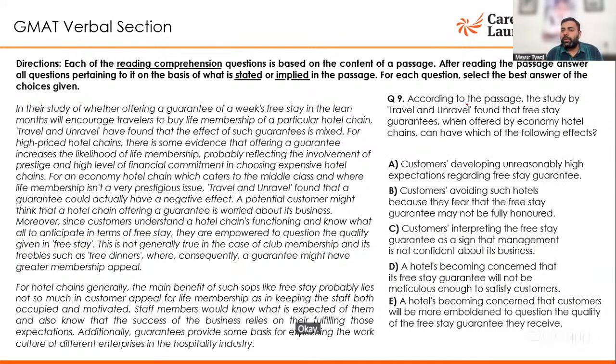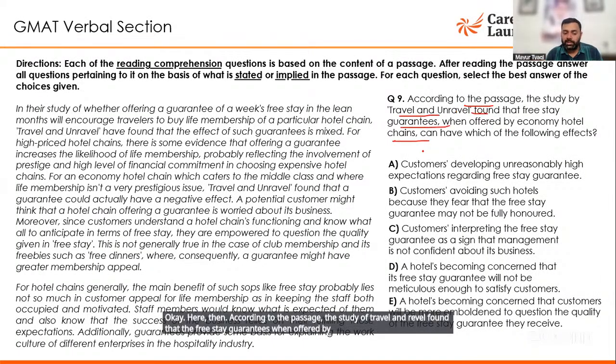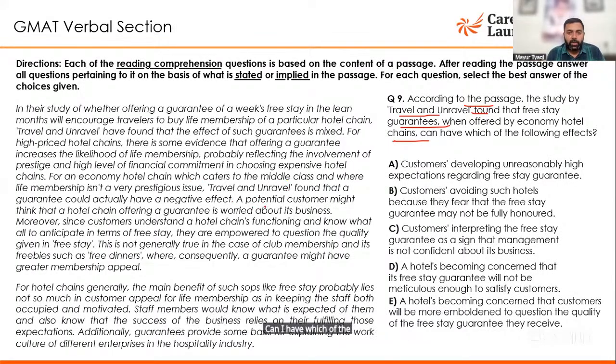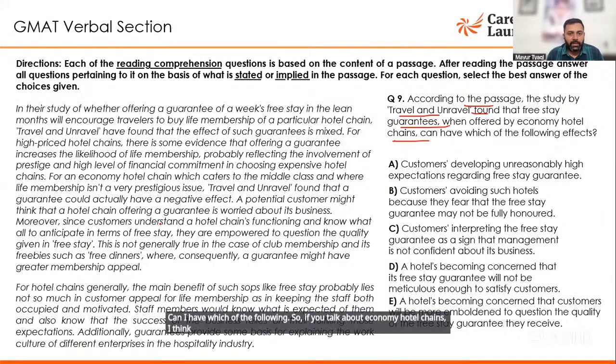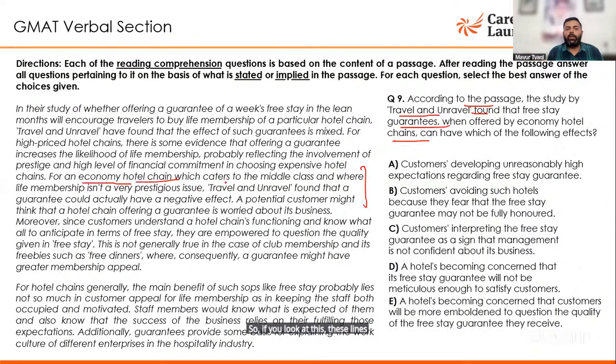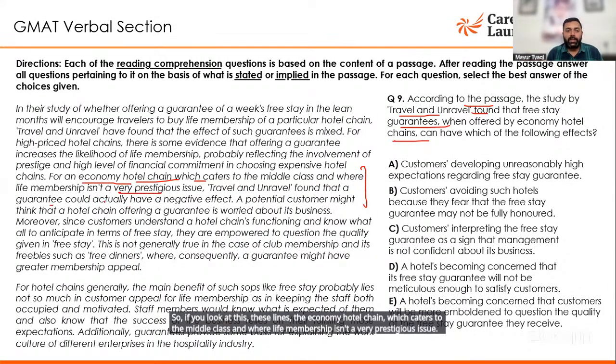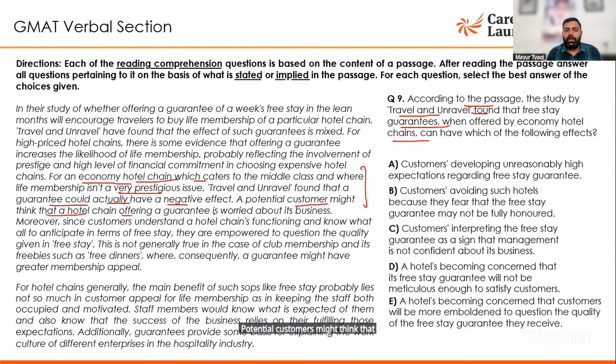Here then, according to the passage, the study of Travel Unravel found that free stay guarantees when offered by economy hotel chains can have which of the following. So if you talk about economy hotel chains, I think that must be mentioned here. If you look at these lines, the economy hotel chain, which caters to the middle class and where lifetime membership isn't a very prestigious issue, they found that the guarantee could actually have a negative effect. Potential customers might think that the hotel chain is worried about its business. So it may have a negative impact also. What's the choice that matches it here? I think C part again, is not confident about its business.